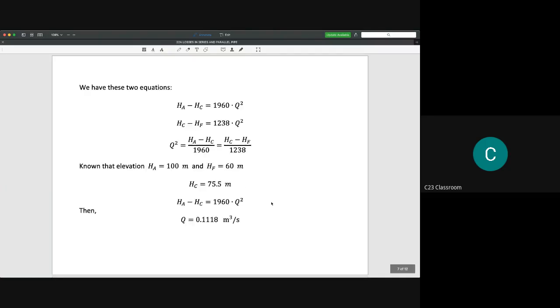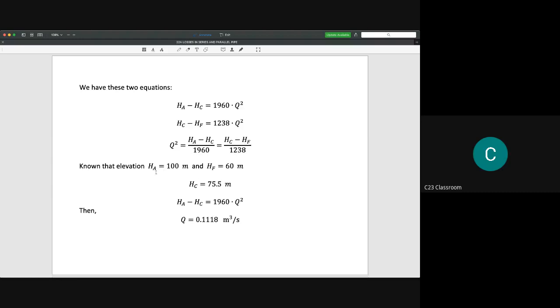And then we have two equations. One is the equation between point A and point C, and another equation is between point C and point F. So then we could use this calculation. We could equalize with the value of Q square. So we have Q square of this one equal to this one. And then we substitute the values.